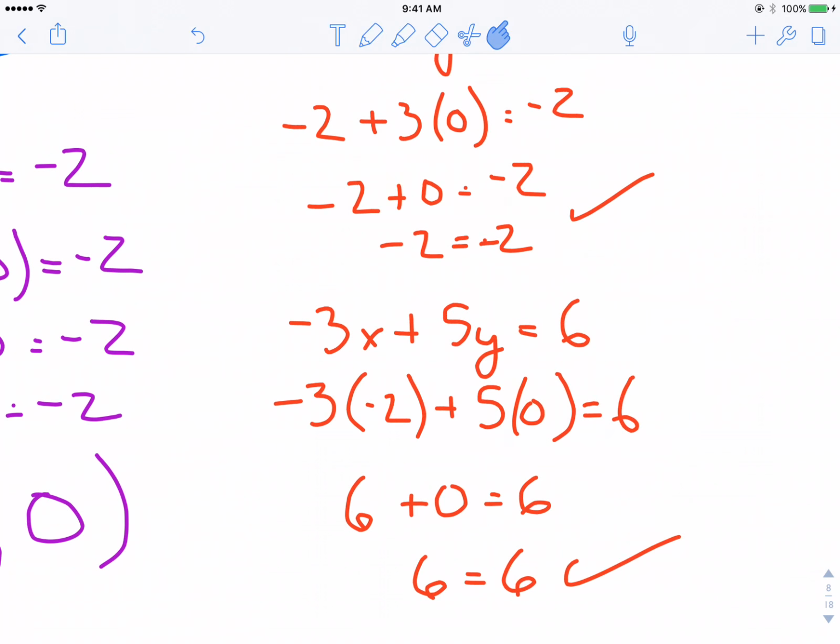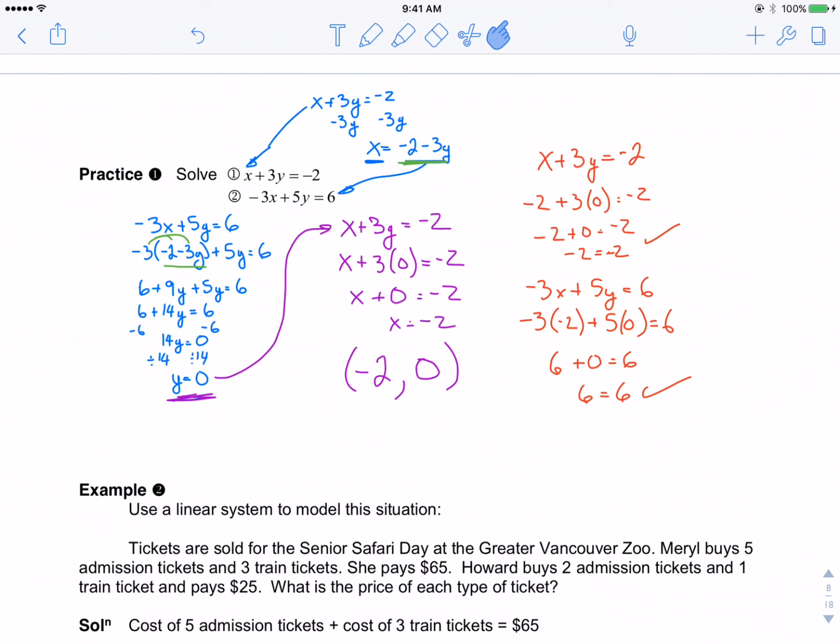So there is your solution. Your solution to that system is -2, 0.